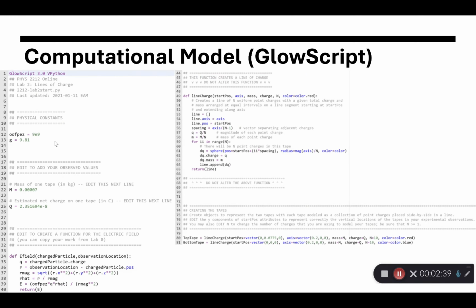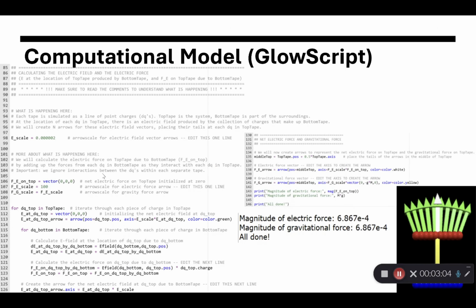Our computational model: we have our physical constants and some of our initial conditions that we put into the code. Then our electric field function that we used in Lab 0. And then this function makes the lines that our point charges are going to go along. These represent kind of the axes that the tapes are on. And then top tape and bottom tape are created. And then these scales are to get the sizing of our arrows reasonable.